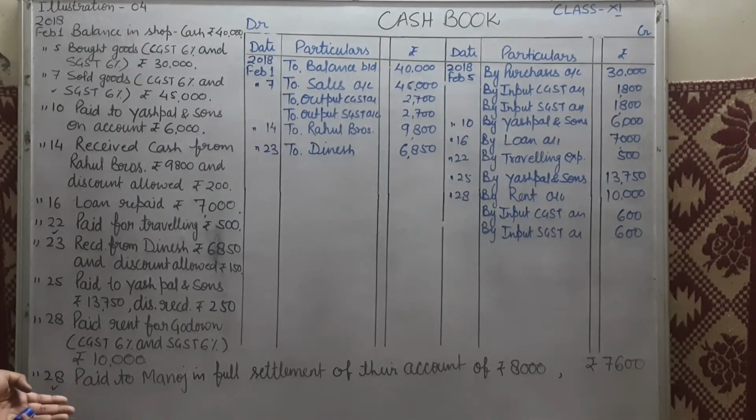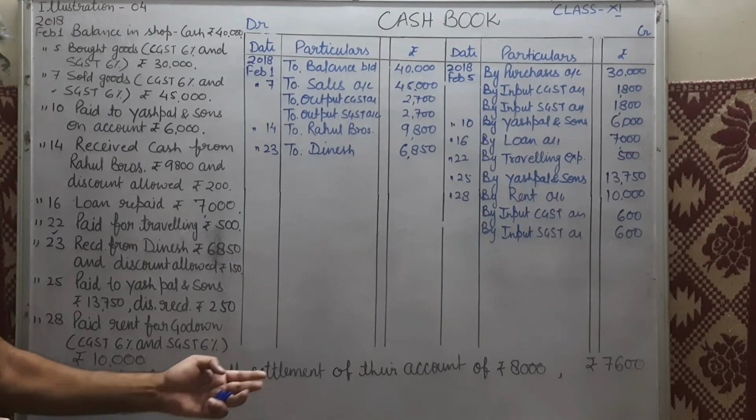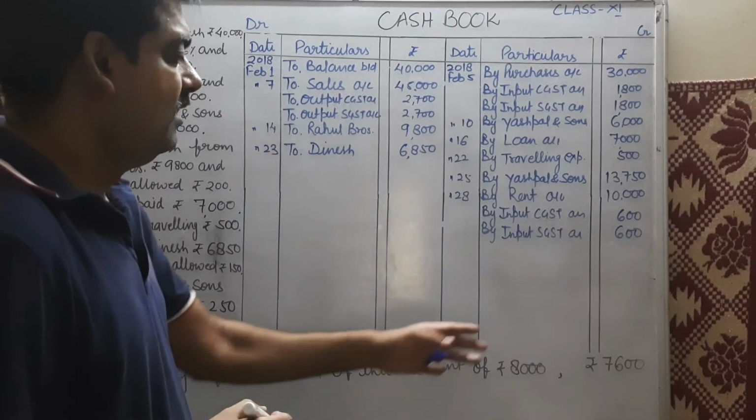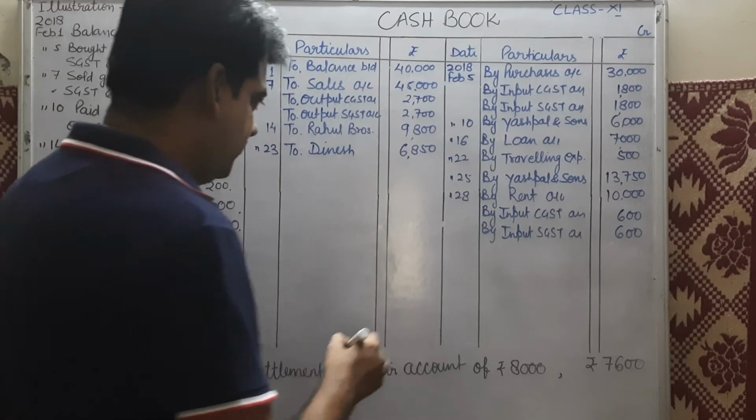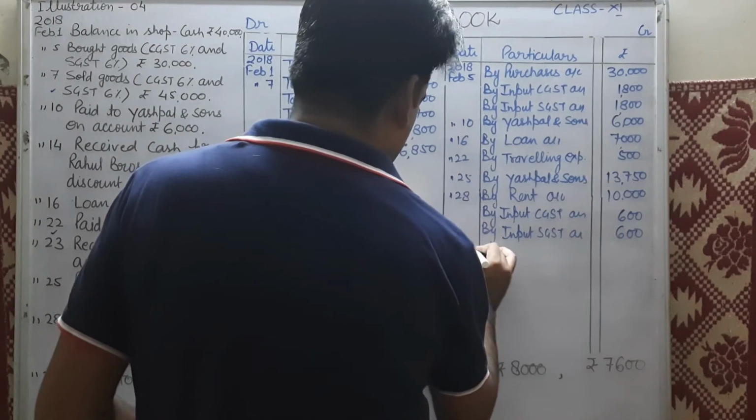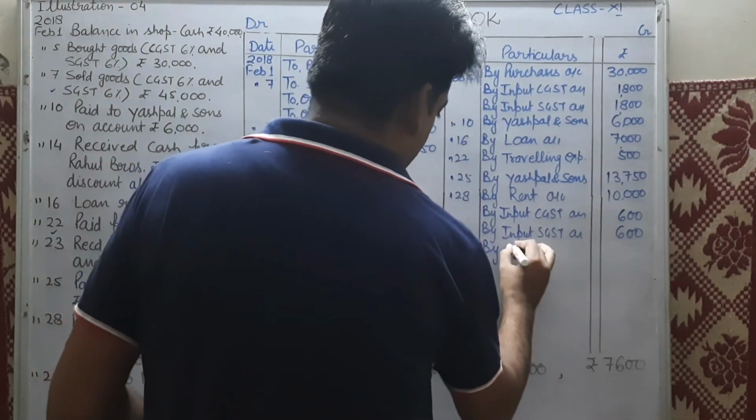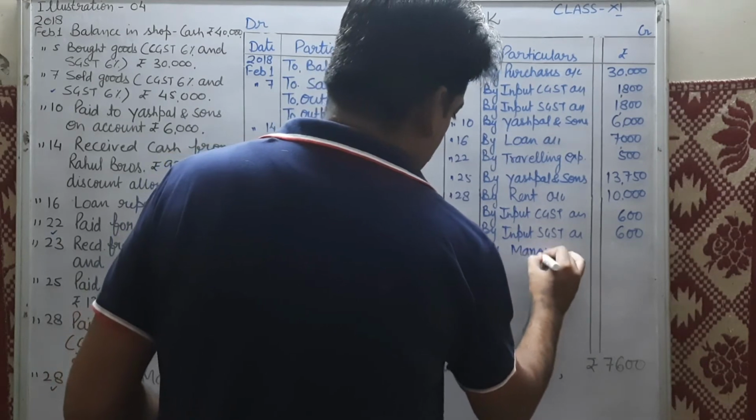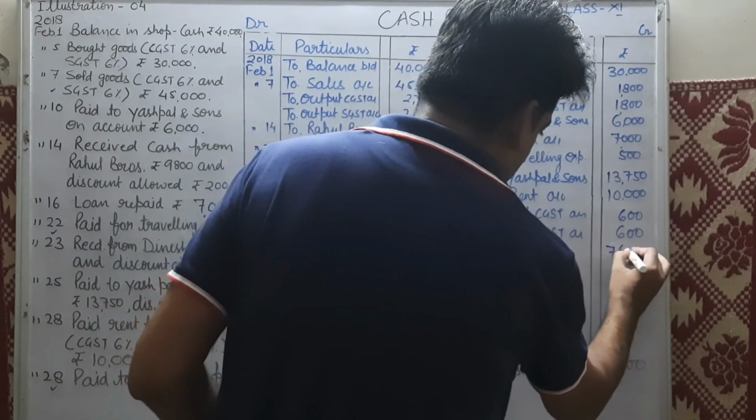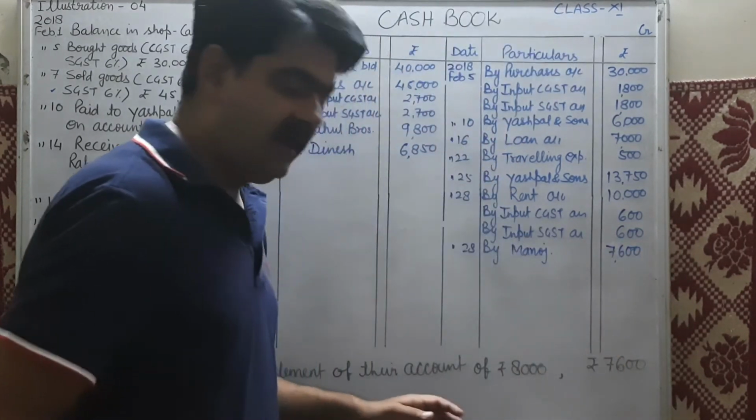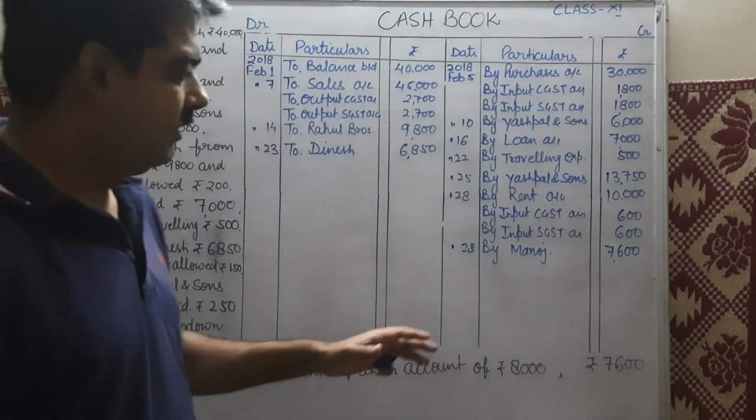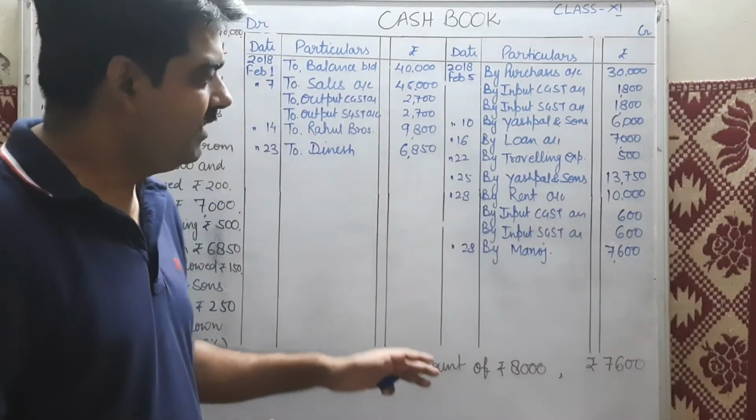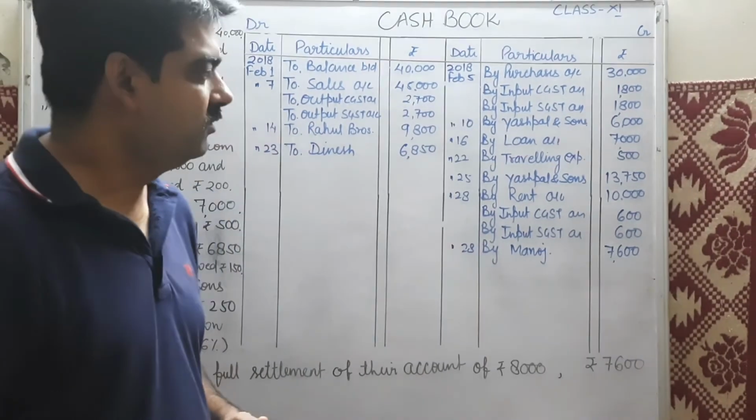And yet see, next transaction is paid to Manoj in full settlement of their account of rupees 8,000, and we are paying 7,600 rupees to Manoj. Same date. So by Manoj, and we will write 7,600. Again, once again I am telling you, treatment of discount will be ignored in single column cash book. Okay?